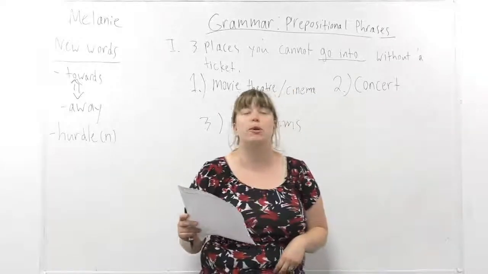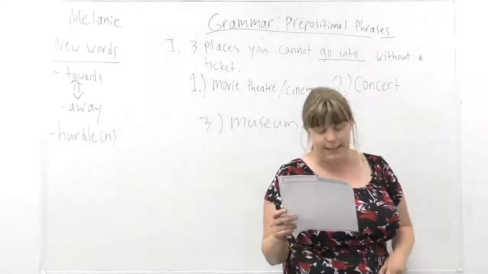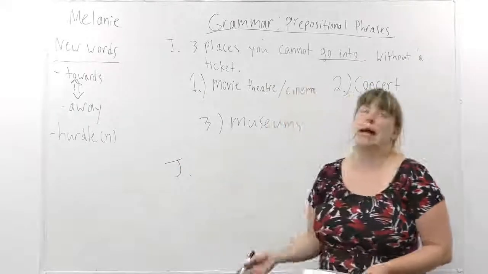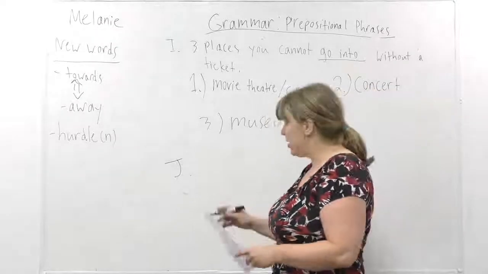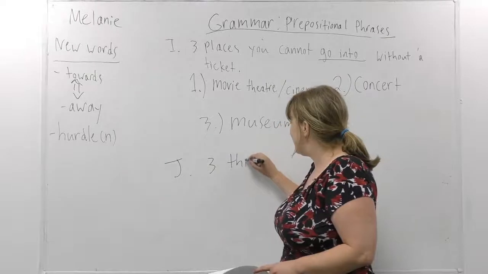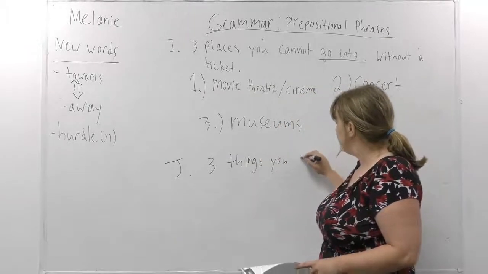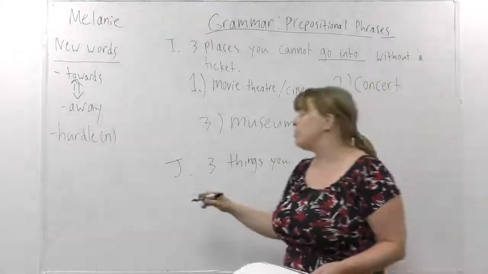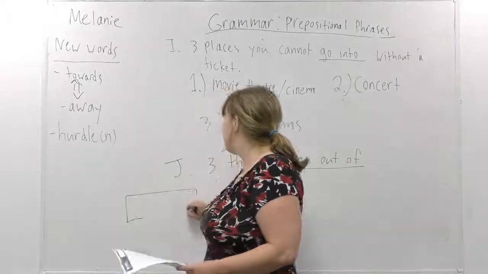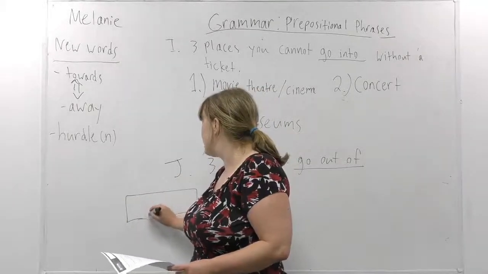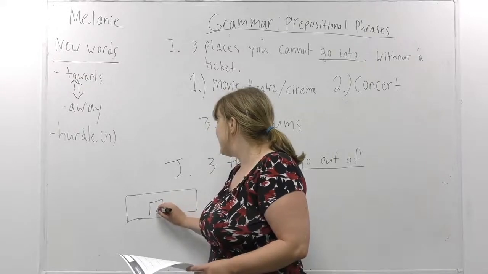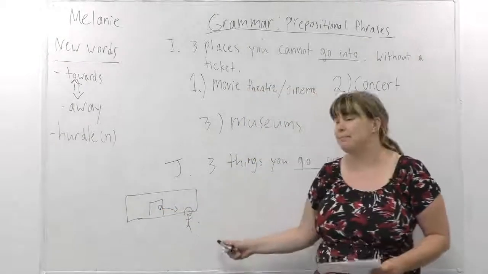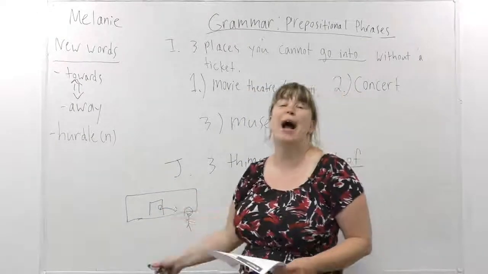J, name 3 things you go out of. Okay. So this is a preposition I did not explain earlier. Go out of. 3 things you go out of every day. To go out of something is the opposite of go into. So this is a really weird building. Let's say this is you. You go out of the building. You walk out of the building. You go out of the building.